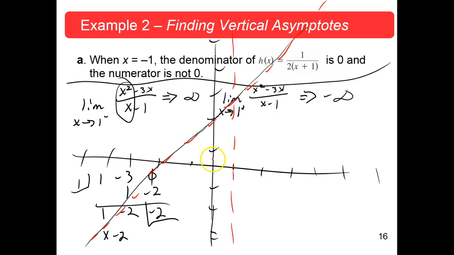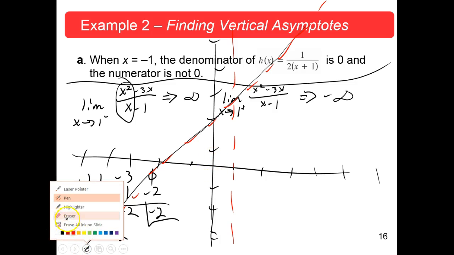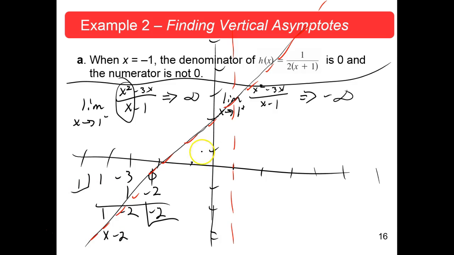Finish with that color. Okay? 0 and 3. All right.